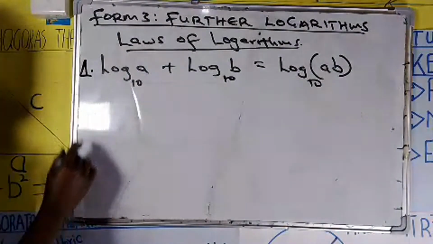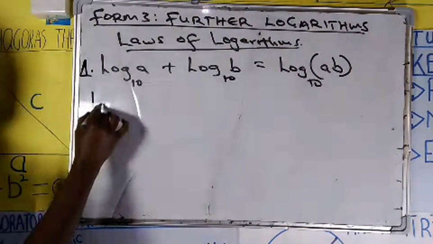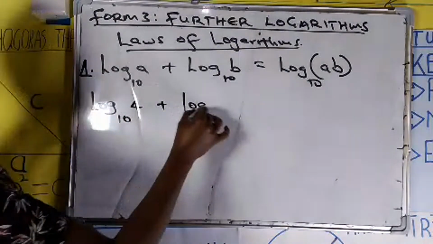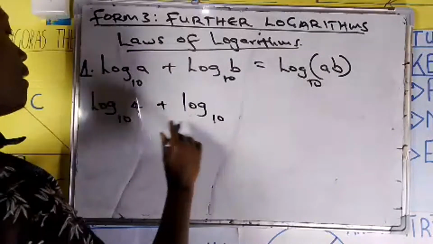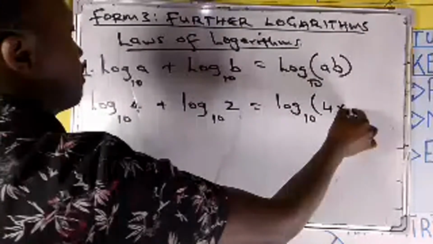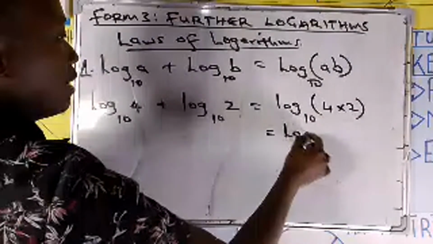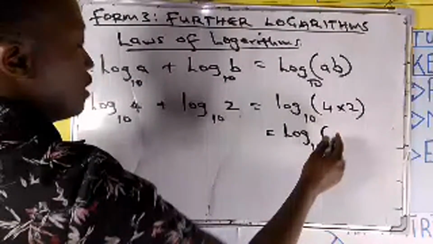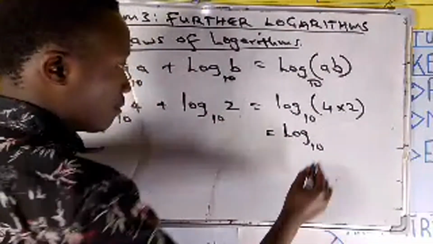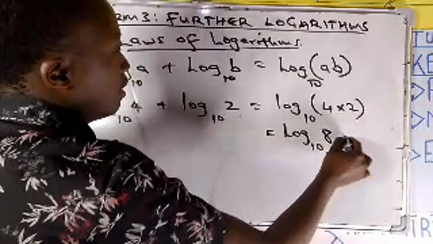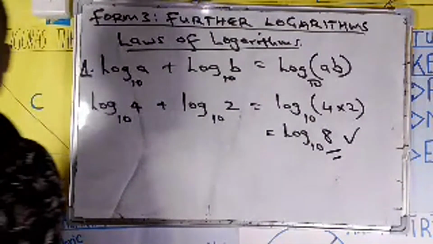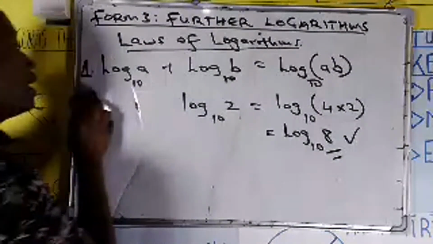So what does that mean? That means if you have a number like logarithm to base 10 of 4 plus logarithm to base 10 of 2, it is going to be logarithm to base 10 of 4 times 2. And once you have that, it is going to be logarithm to base 10 of 8. That's just a rough example that we are doing. Let us have our second row.